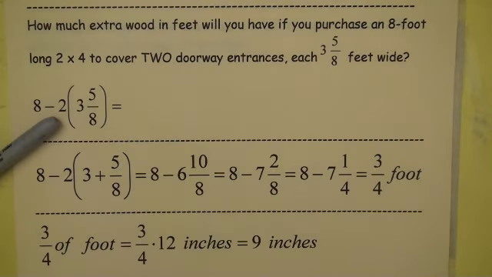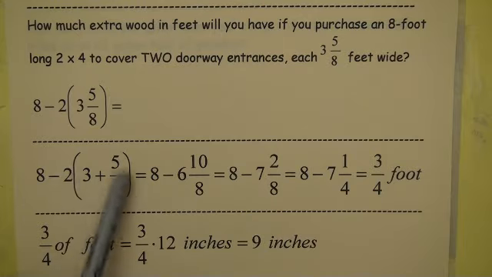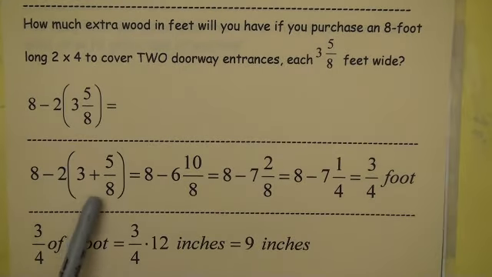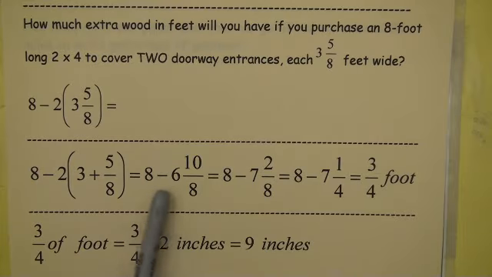Then we're going to change 3 5/8 to 3 plus 5/8. Then we have, well, 2 times 3 is 6, and 2 times 5/8 is 10/8. All right, now you can review all this in the previous problems, the previous videos. But basically, we're going to double the 3 5/8, okay, then subtract that from 8. So therefore, we end up with 8 minus 6 and 10/8.